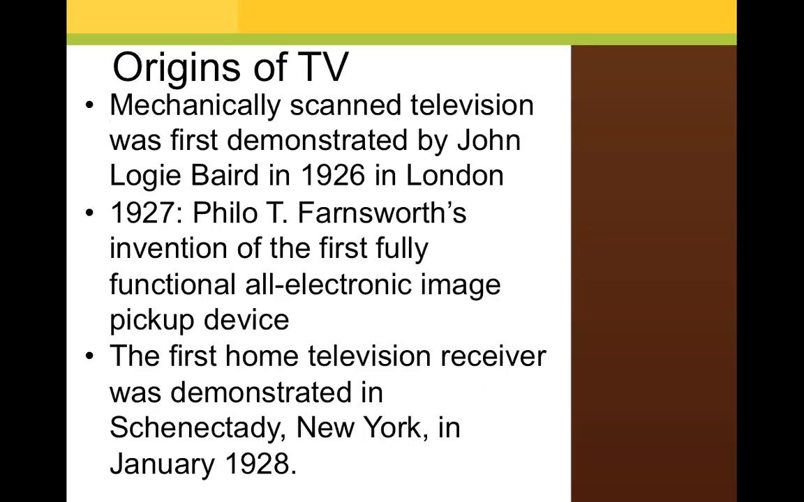So the mechanically scanned television was first demonstrated by John Logie Baird in 1926 in London. And again, that's a mechanically scanned system. In 1927, Philo T. Farnsworth's invention of the first fully functional all-electronic image pickup device started TV moving into the modern era. The first home TV receiver was first demonstrated in Schenectady, New York in January 1928. Well, television really was not going to get going in the 1920s, but the technology was all in place that would allow it to happen.